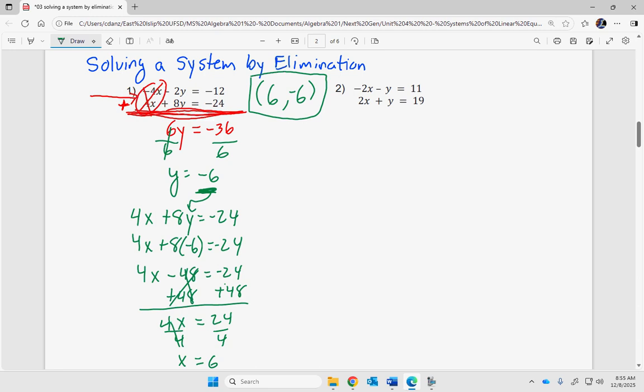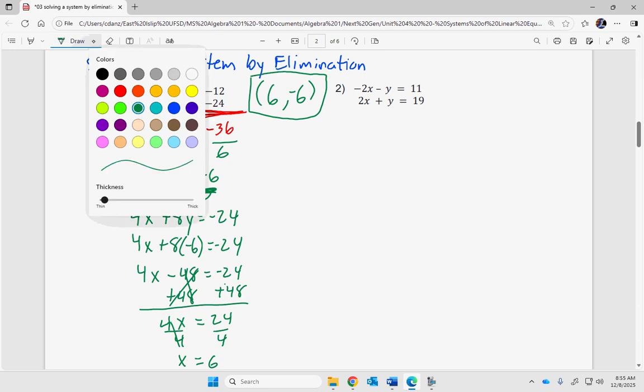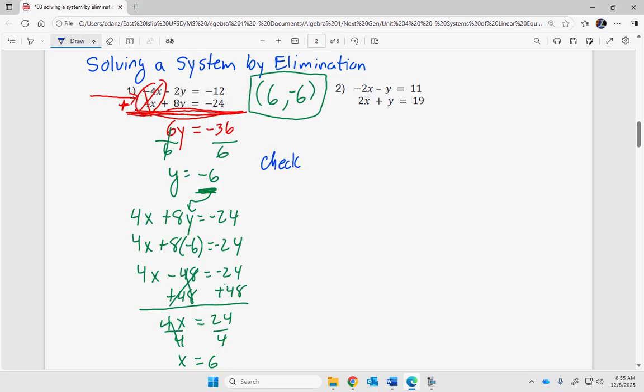Also remember that you're supposed to do 2 checks. I'm just going to change the color of my pen, and I'm going to squeeze it in right here. So check number 1, I check in the first equation, negative 4, and in place of x, I'll put my 6, minus 2, and in place of y, I'll put my negative 6. Should equal negative 12. Negative 24, negative 2 times negative 6, this is now a plus 12. And when I combine this, I do get negative 12. So the first check worked.